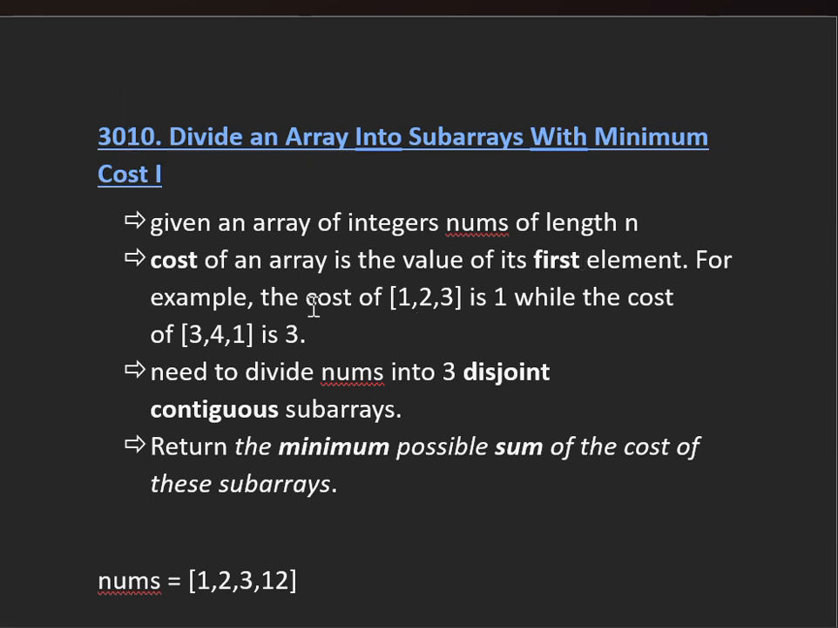Suppose we are given an array 1 2 3. The cost of this array is the first element, that is 1. And suppose we are given another array 3 4 1. Its cost is 3.